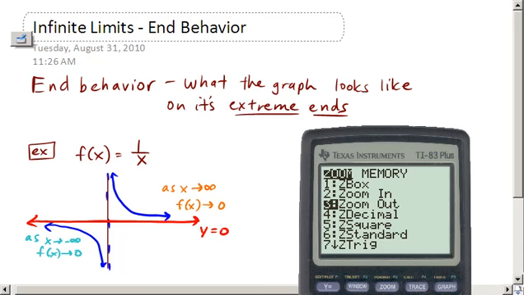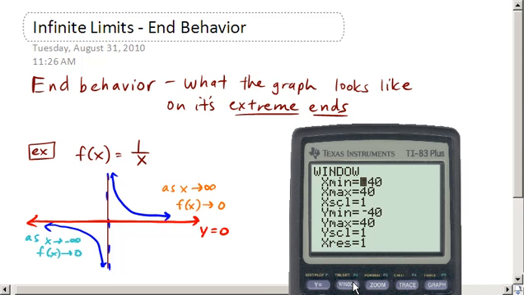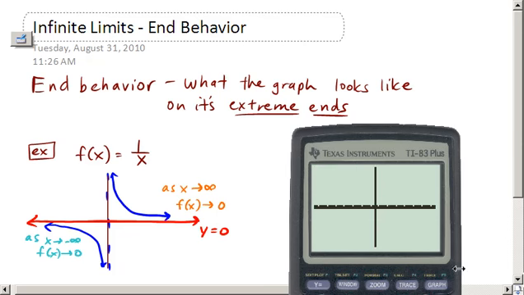So there you go, that's just zoomed out a couple of times, and you can see here that it's zoomed out so much it looks like the line y equals 0. And it didn't take me very long to get out that far, so I only had to go out to negative 40 and 40 to show you that, as x gets very, very large or very, very small, it approaches y equals 0.